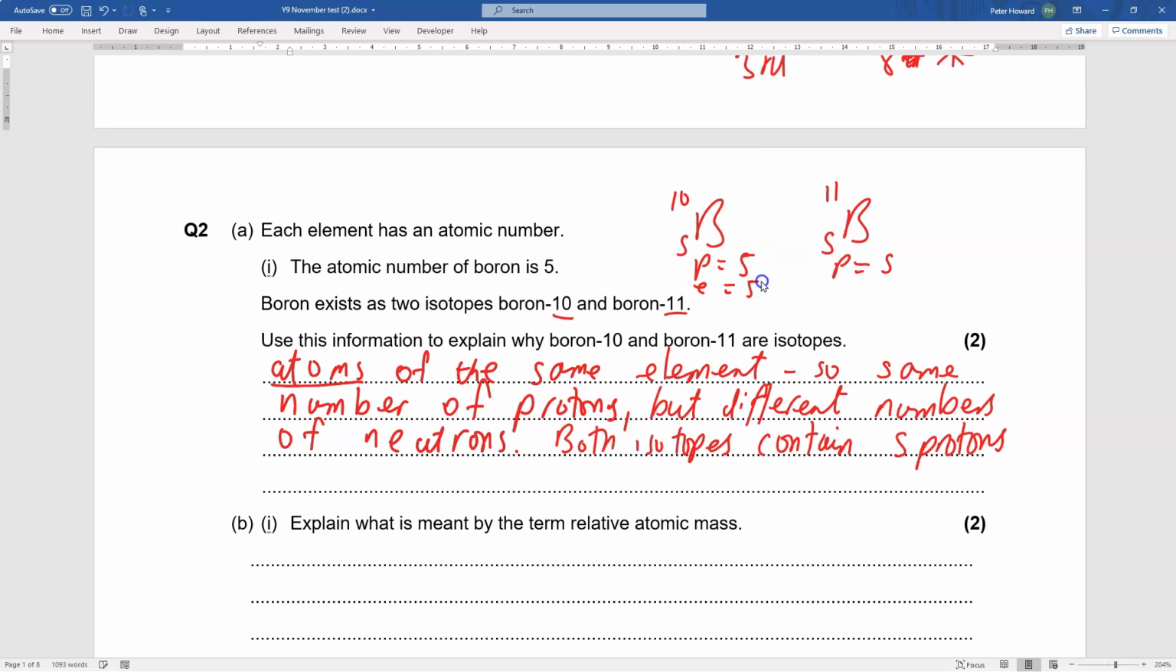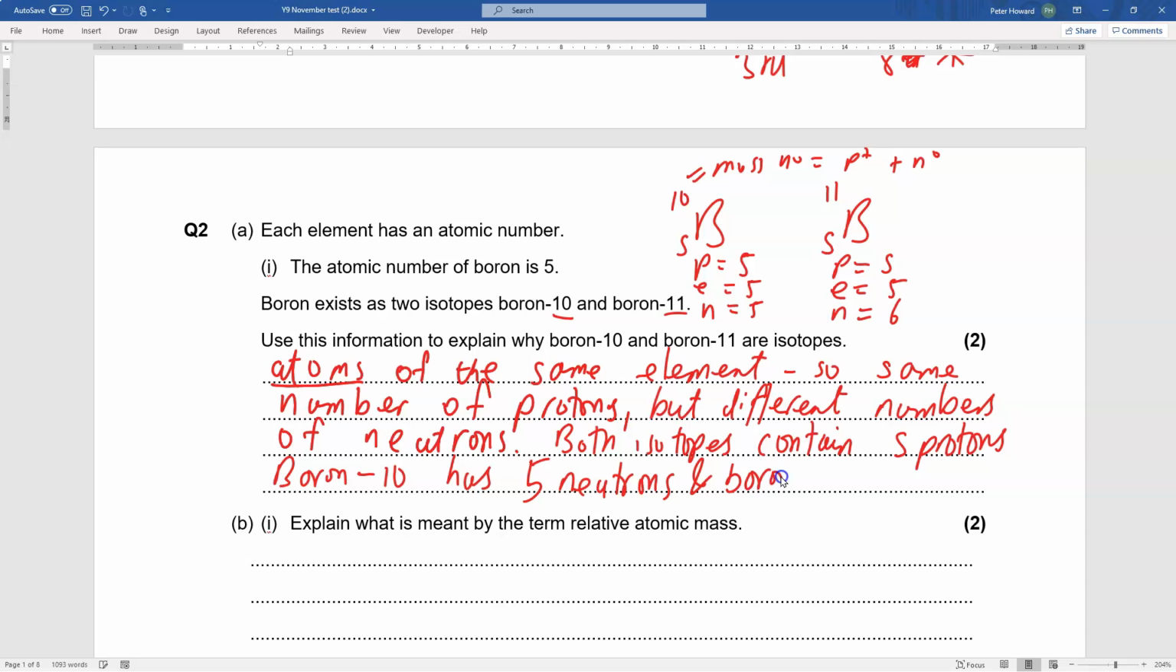As for atoms, so you'll have the same number of electrons as they have protons. And the difference between these two numbers is equal to neutrons, because this is the mass number and it's equal to the number of protons plus the number of neutrons. So 5 taken away from 10 gives me 5. This one here has 6. And you could say boron 10 has 5 neutrons and boron 11 has 6 neutrons.